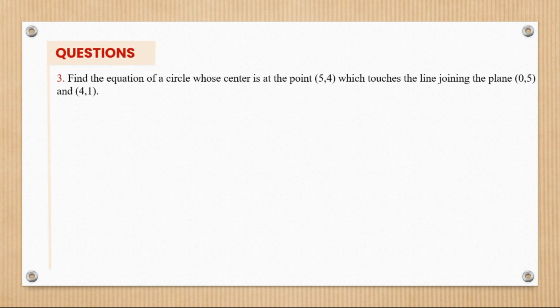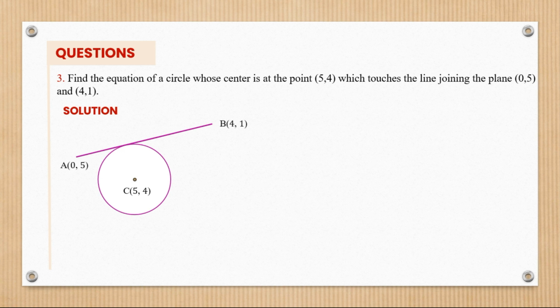Question 3. Find the equation of a circle whose center is at the point (5, 4), which touches the line joining the points (0, 5) and (4, 1). So this is a unique example. It's just that we've been given the line of the tangent, but we've not been given the equation of the tangent. We've just been told two points that the tangent line connects to.